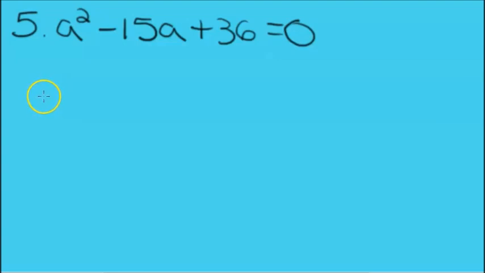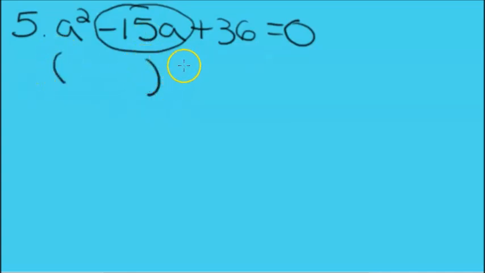Alright, let's go ahead and solve this polynomial. So notice that 15a has a negative attached to it. 36 is positive. Okay, so if the middle term is negative, the factored signs below will also both be negative. Let's do our parentheses and then see if we can factor this out.